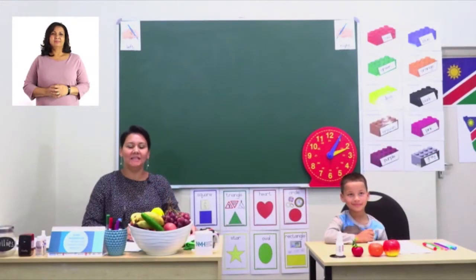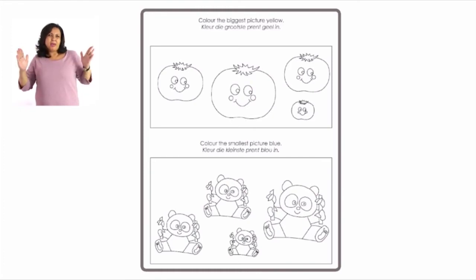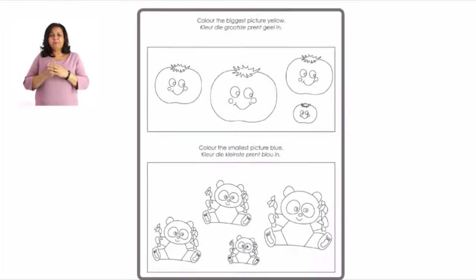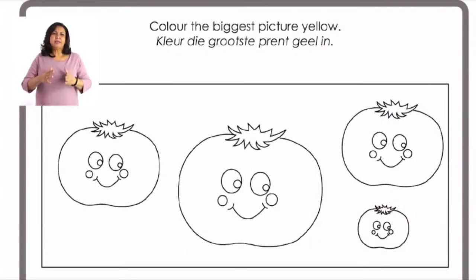Well, friends, let's turn to page 4 in our exercise book. If you look at that exercise, remember, we spoke about big and small things. So now I would like you to look at the tomatoes. I want you to color the biggest tomato yellow. Remember, we said bananas are yellow, the sun is yellow.